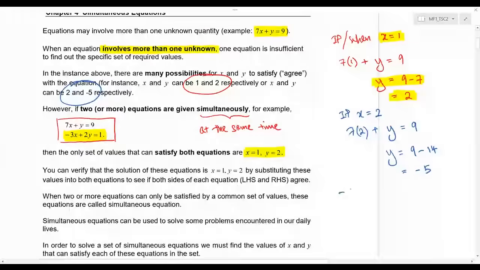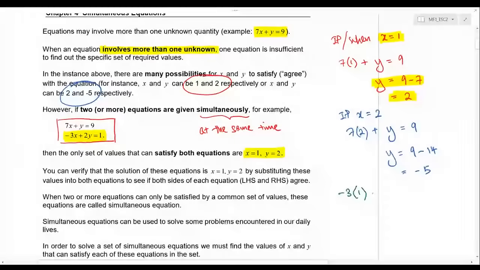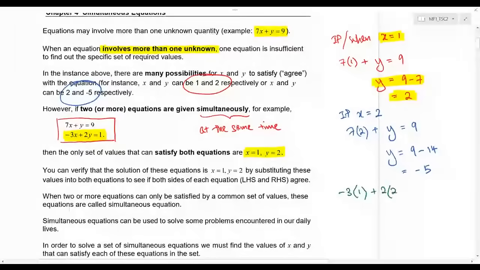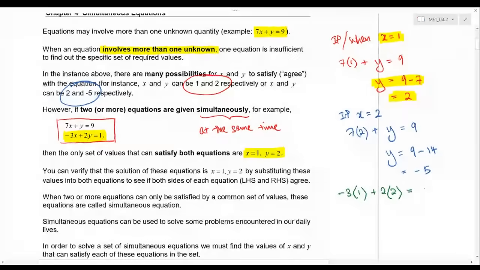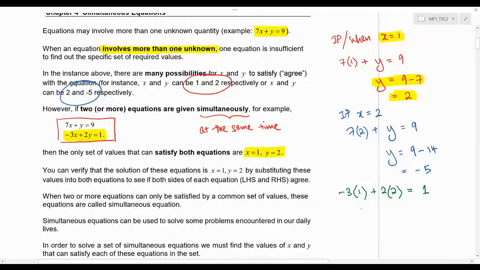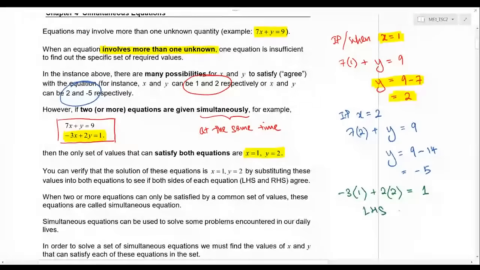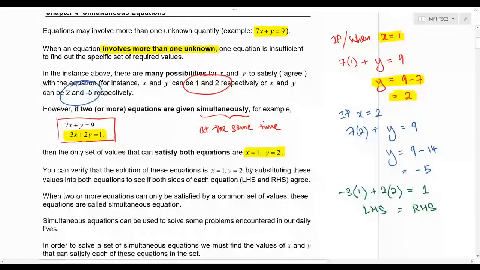Using the second set of equations, if you put x to be 1 and y to be 2, and work out the numbers here, it is -3 plus 4, and that should give you the value 1. So both the left and the right-hand side are the same. It means that when my x is 1 and y is 2, it satisfies the second equation also. And this is the only set of values that satisfies both equations. In a way, this is a unique solution.